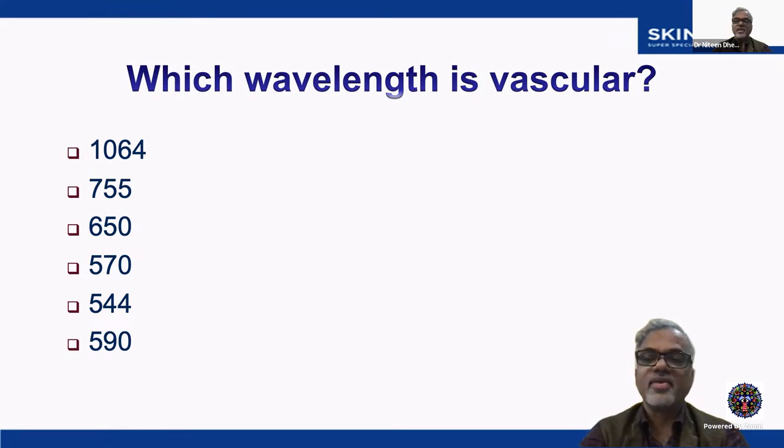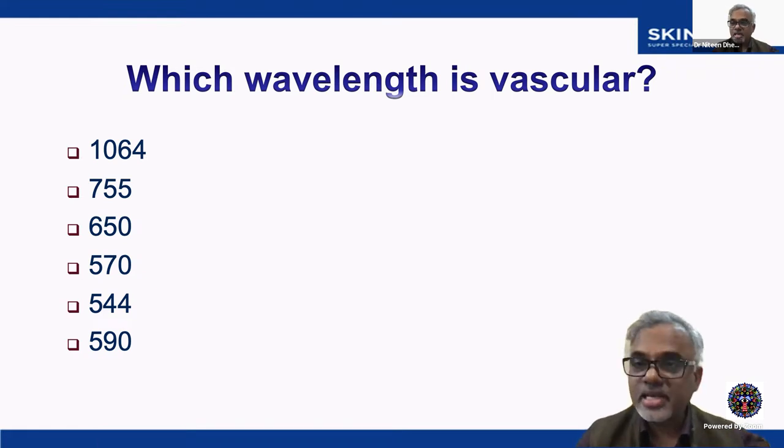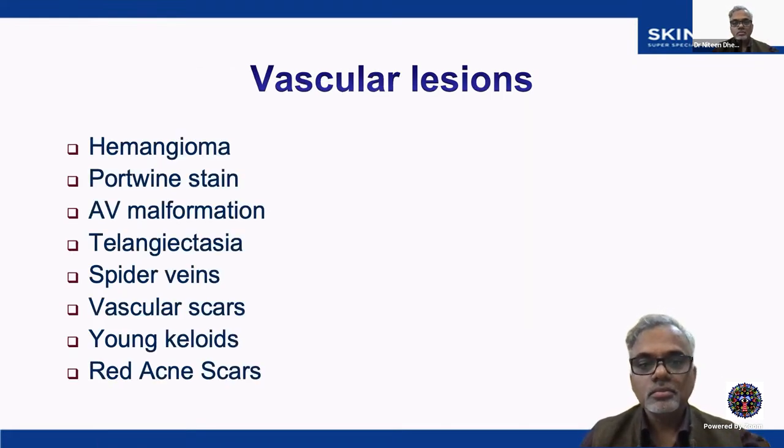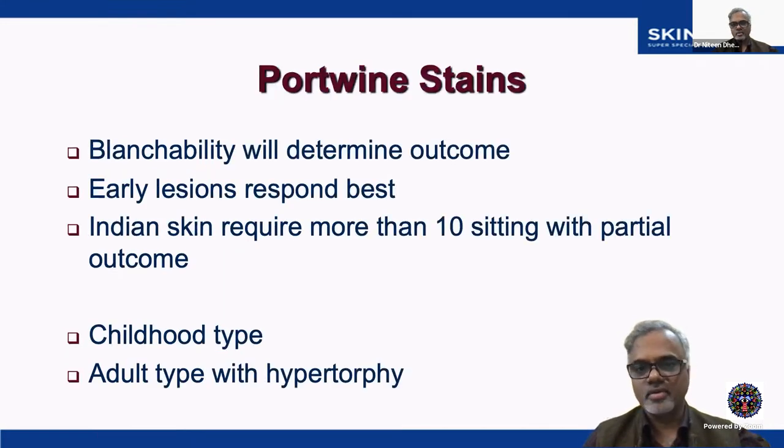A 575 alexandrite is vascular for telangiectasia. 650, 570 is vascular for port wine stains. 544 is vascular for port wine stains. 590 works in port wine stains and hemangioma both. So all these wavelengths can be used as vascular. How? We'll see in various vascular lesions.